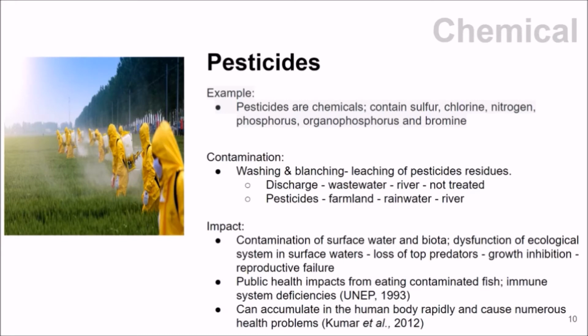For the impact, firstly, there is the contamination of surface water and biota. This will lead to dysfunction of the ecological system in surface water, and it may cause the aquatic life to die. For example, loss of top predators. This happens because the pesticide inhibits their growth and their reproductive system cannot function very well. For public health impact, humans will eat the contaminated fish, and this will lead to immune system deficiencies. When it accumulates in the human body, it may cause numerous health effects.